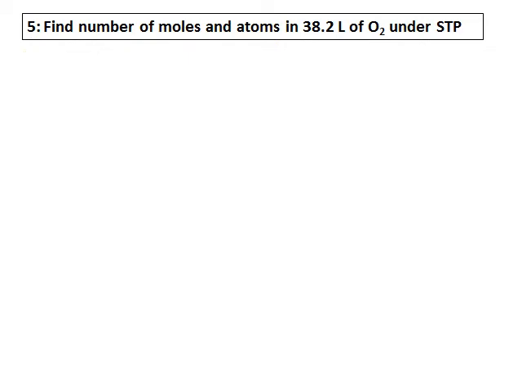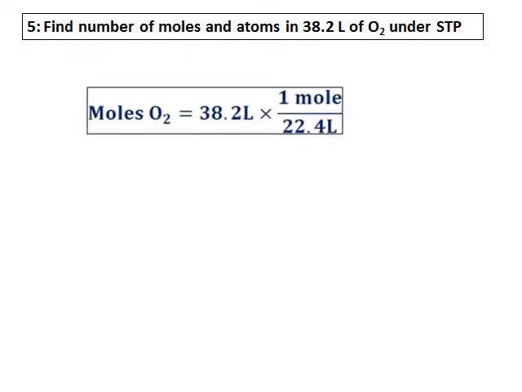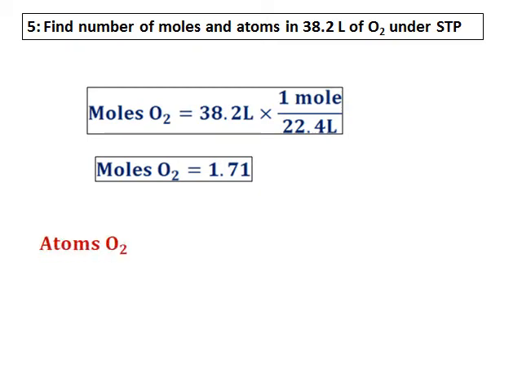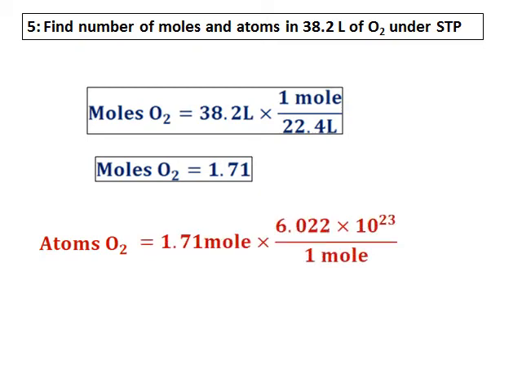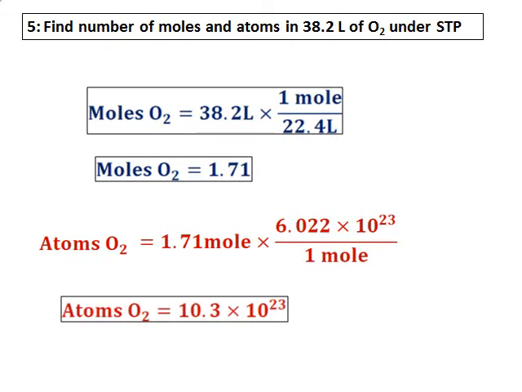Find the number of moles and atoms in 38.2 liters of oxygen at STP. So we use the formula that 1 mole at STP occupies 22.4 liters. Divided by 22.4 liters, I get the moles of oxygen. Once I get the moles of oxygen, I can get the atoms of oxygen by multiplying by the Avogadro number. So basically you need to remember the formulas given at the beginning of the slides: what is a mole, what is the mass of a mole, what is the mass of a molecule, and the volume of a mole.